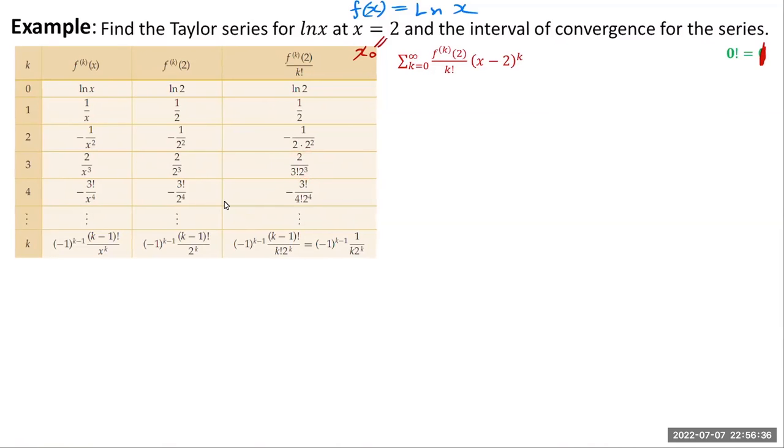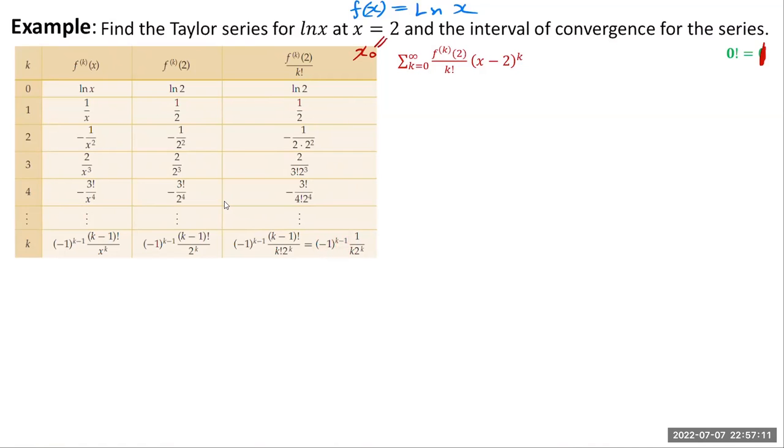Now, by looking at this pattern, you should be able to write the kth term. When the index is k, what is the kth derivative? By looking at this pattern, you should be able to see that the sign is alternating. This is plus, this is minus, this is plus, this is minus. So we need to have something like (-1) to the power k minus 1. In this case, k minus 1 is the right power that you need to have for -1.